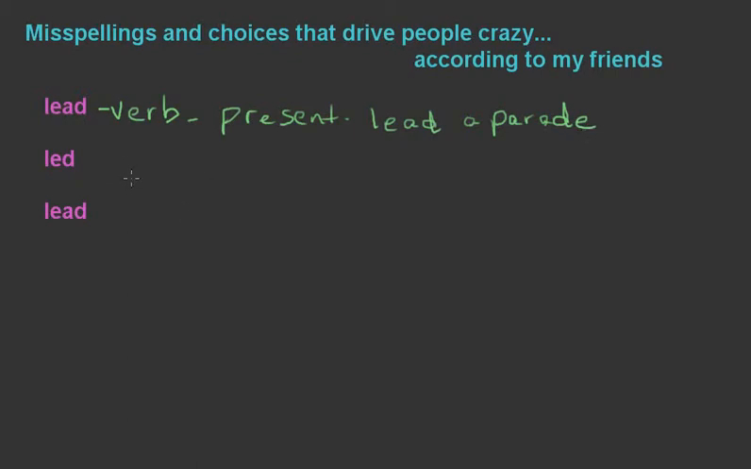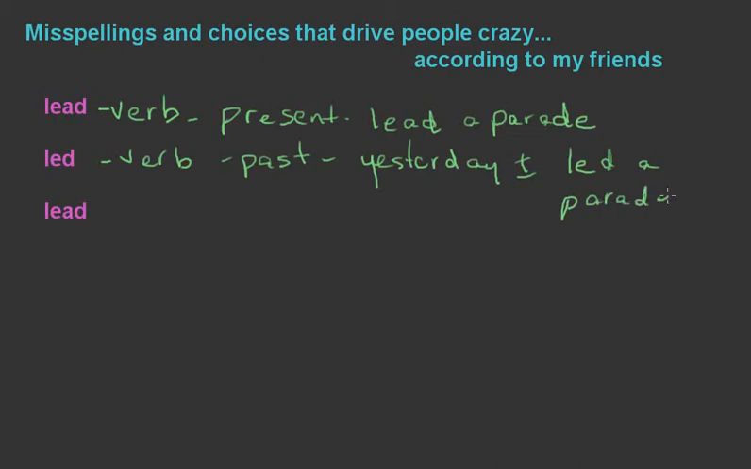Where we have trouble is in the past tense. So again, it's the verb, but this is past tense, and it's, for instance, yesterday, I led a parade. All right, and those are both verbs, and it's simply present tense, past tense.